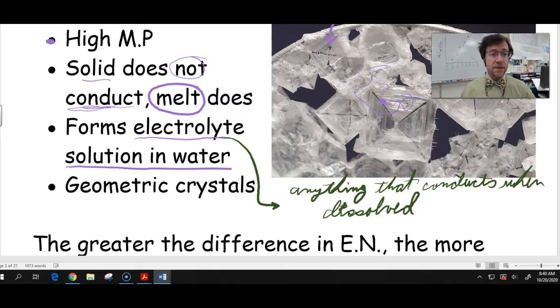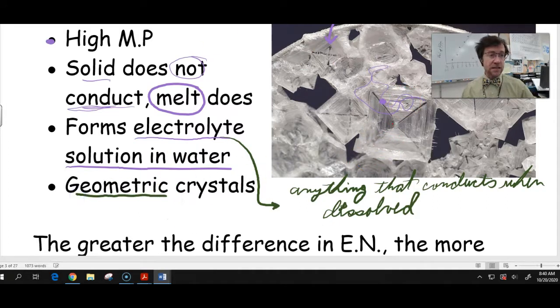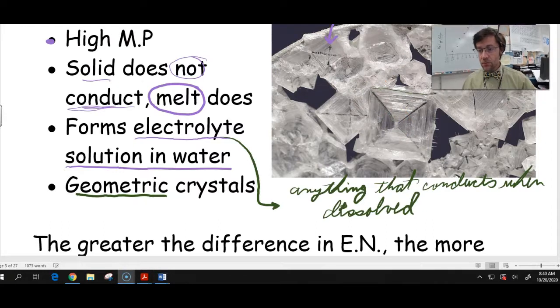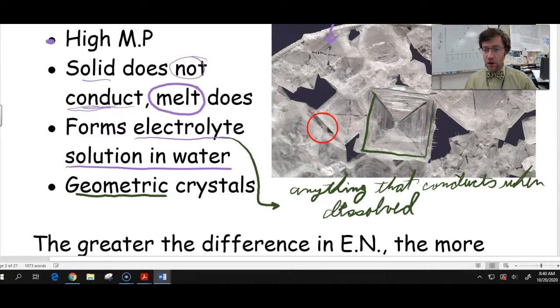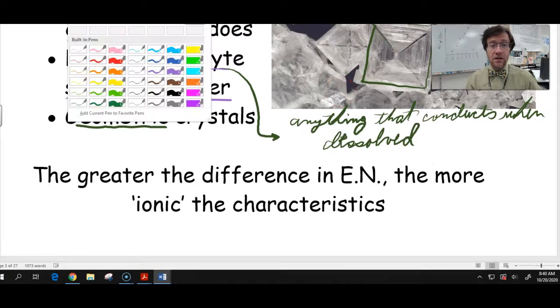Also, ionic substances make the most beautiful geometric crystals. Geometric meaning, look at this thing. Look how pretty that thing is. That is table salt, making quite the nice little square cube thing, whatever you want to call it. That is about as geometric of a crystalline shape as you're ever going to see. The reason is they line up positive, negative, positive, negative, positive, negative. So you get this big crystal, and it lines up pretty beautifully. You got it?